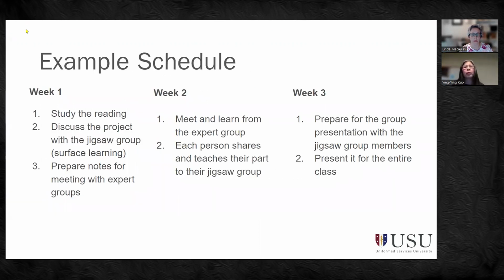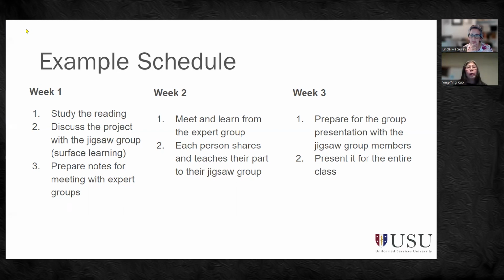For this 3-week project, the schedule looks like this, and this is just one example. You might be able to adjust it based on your design. In week 1, as you prepare all the materials, we make an announcement to students about this project, and the students study the assigned reading. In the Jigsaw group, students discuss the project, understand what they need to do and how to share the responsibilities. They might start to take notes about how they're going to prepare for the group presentation and how each person decides what to talk about when they meet with other students in the expert group.